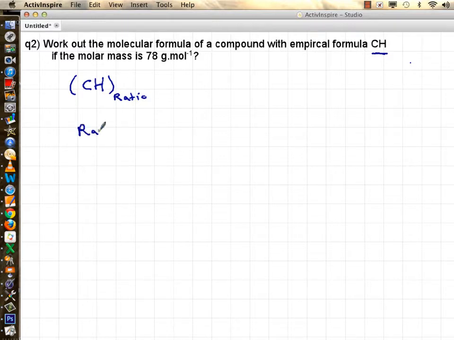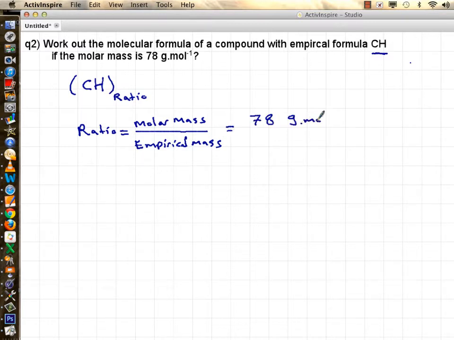Now the ratio is molar mass, which is given to you, 78 in this case, divided by empirical mass. So I have 78 grams per mole divided by, now what is empirical mass? My empirical formula has 1 carbon, 1 hydrogen. So you have 12.01 plus 1.01. Let's just keep 2 significant figures. So you have 12 grams and 1 gram. So this is 13 grams per mole.